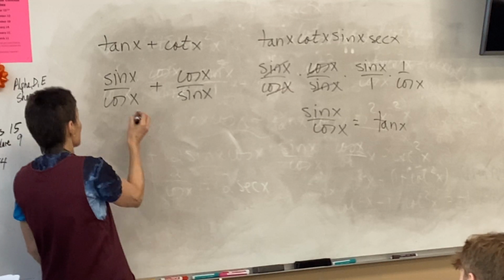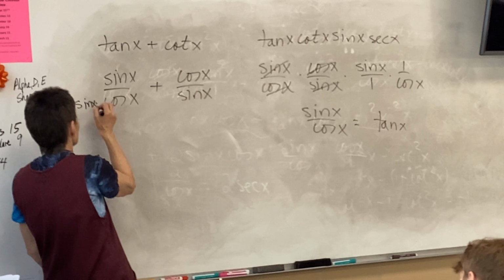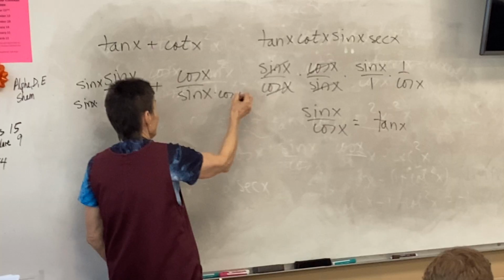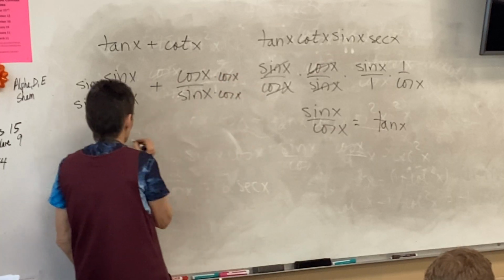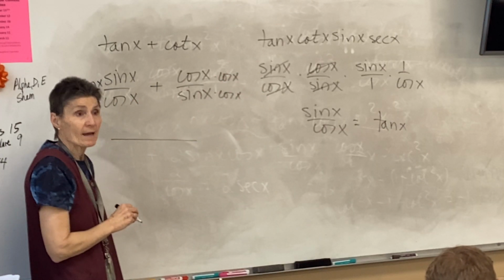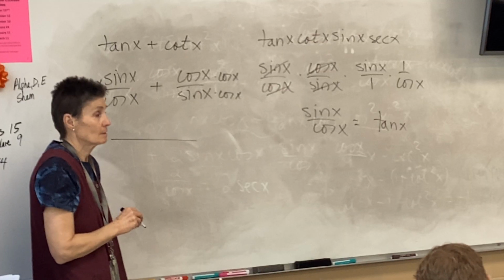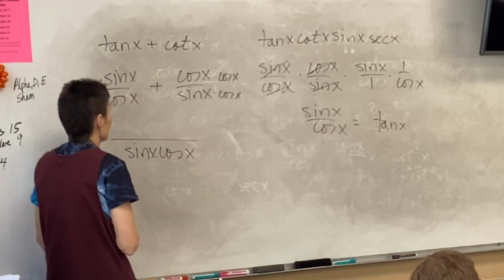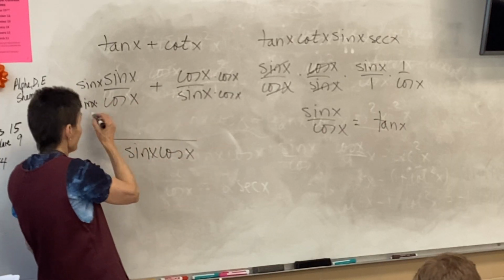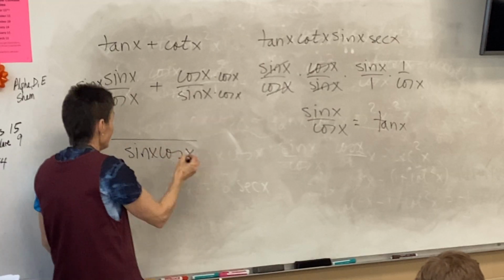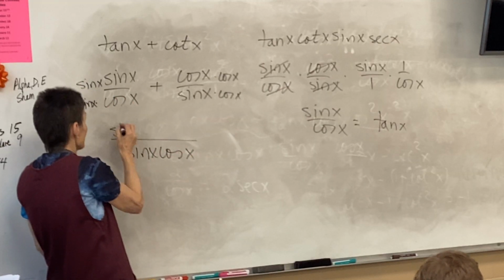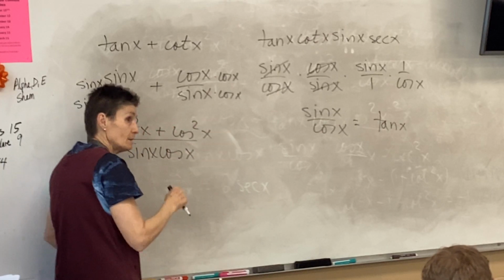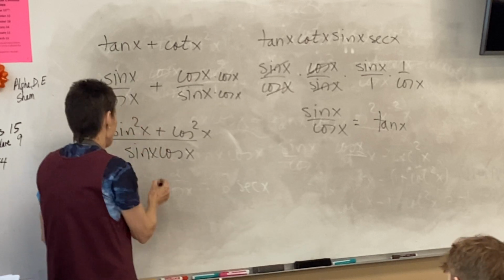And what will our common denominator be? Sine, cosine. So this one needs a sine, and this one needs a cosine. And now do they have the same denominator? Which is sine, cosine. And then what do I have on the top? That's my denominator, sine times cosine. What do I have on the top? Sine squared plus cosine squared, which is 1.